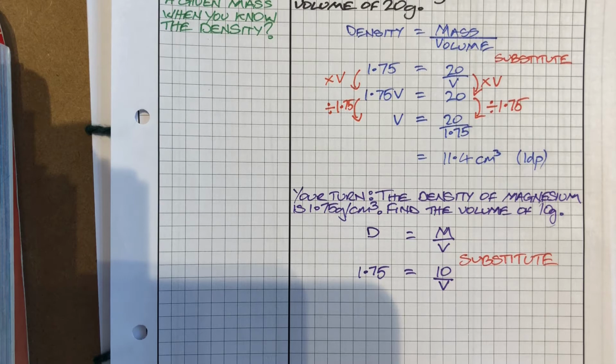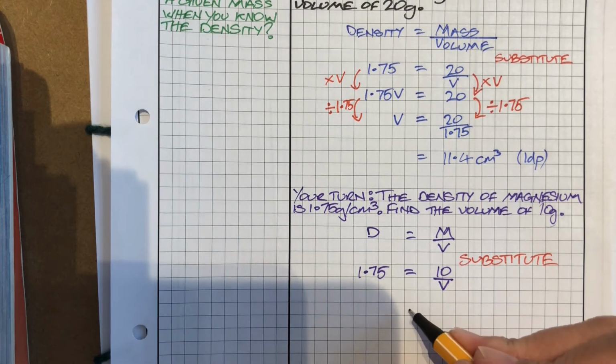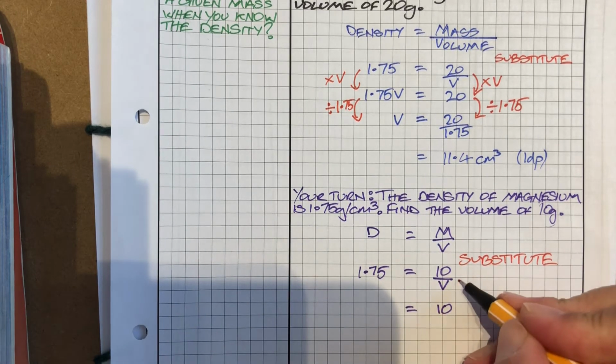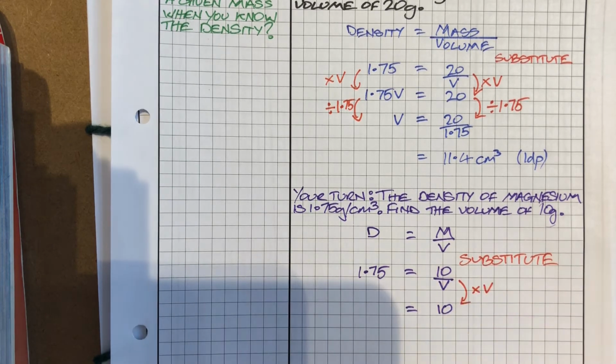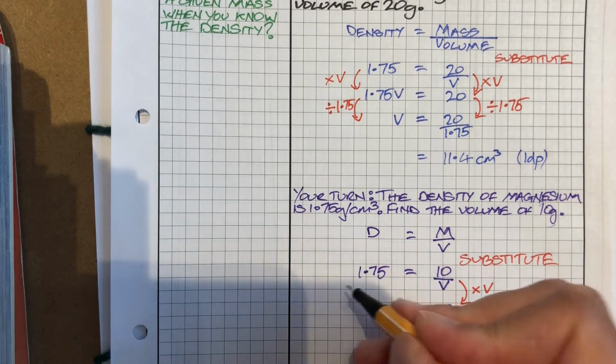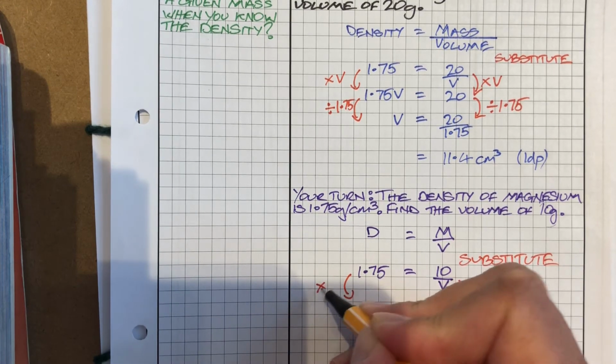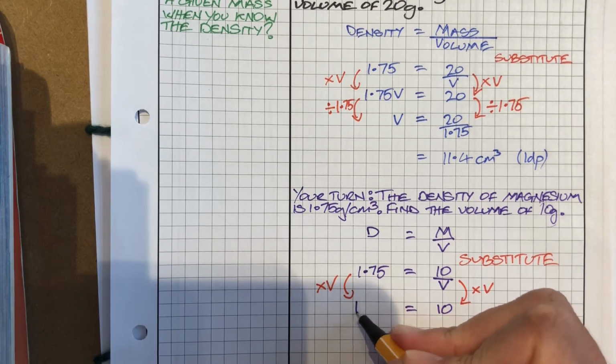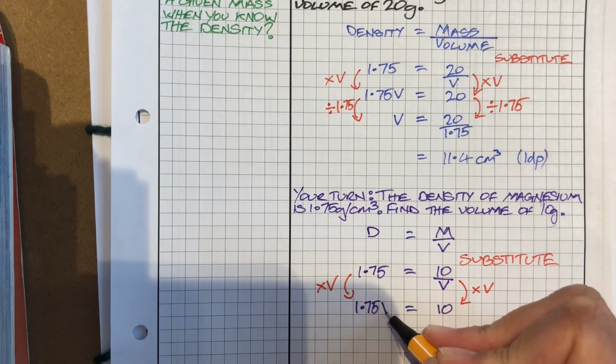Right, now then, we identify that we've got the problem of the thing we want is on the bottom of a fraction. So first step, get it away from there. How do we do that? Well, by knowing that over V means divided by V, and we need to do the opposite of divide by V. We times by V. Whatever we do on one side of the equation, we do the same thing on the other side of the equation. So this gives us 1.75 times by V.